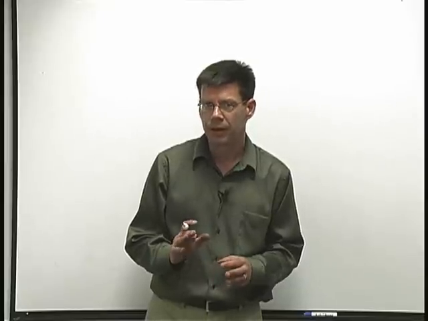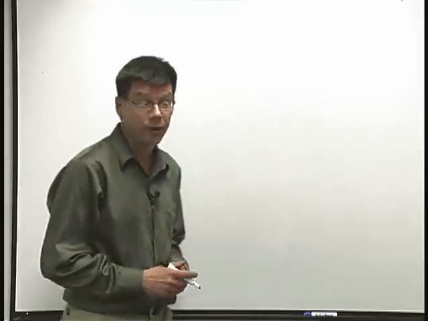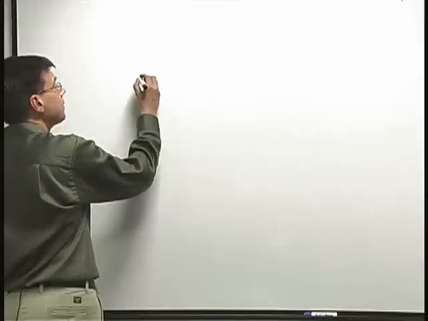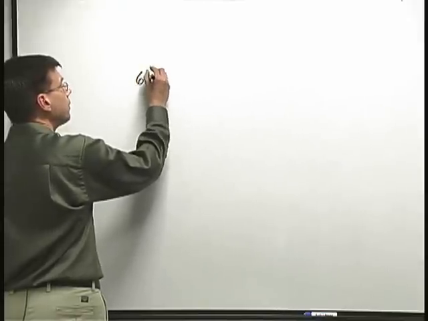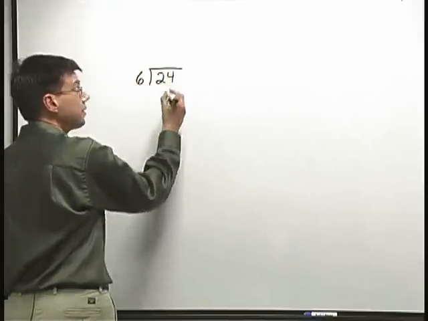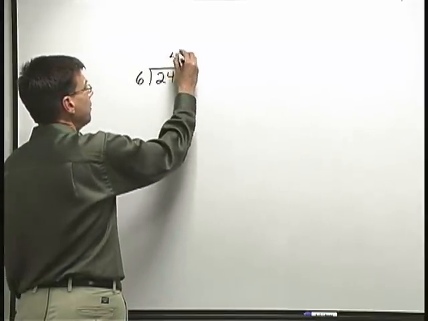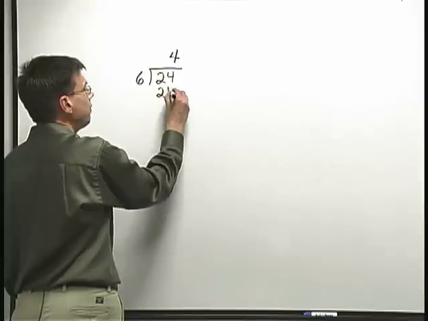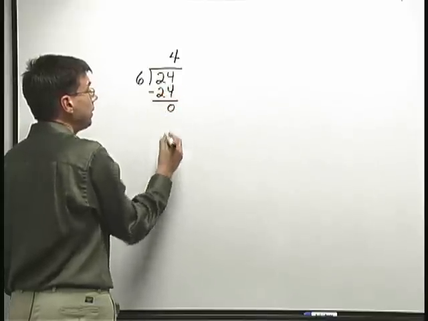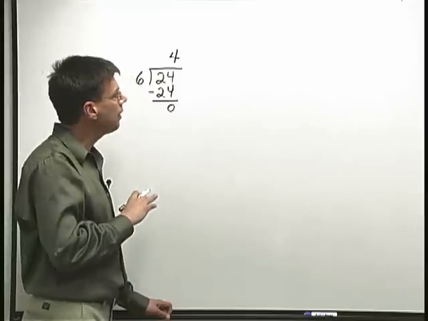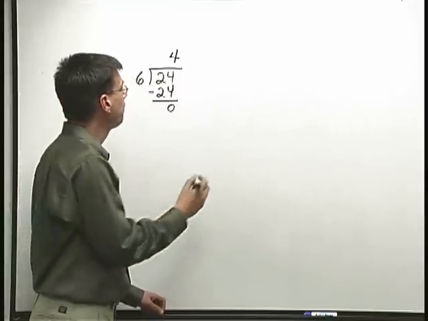Now we're going to get started by just thinking about a very easy division problem, sort of like 6 into 24. How many times does 6 go into 24? Well, 6 goes into 24 4 times, because 4 times 6 is 24, and it comes out very nice, of course. Now let's look at another long division problem.